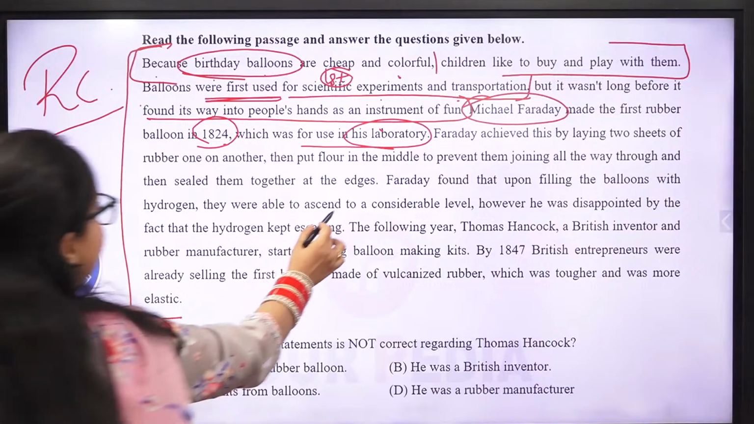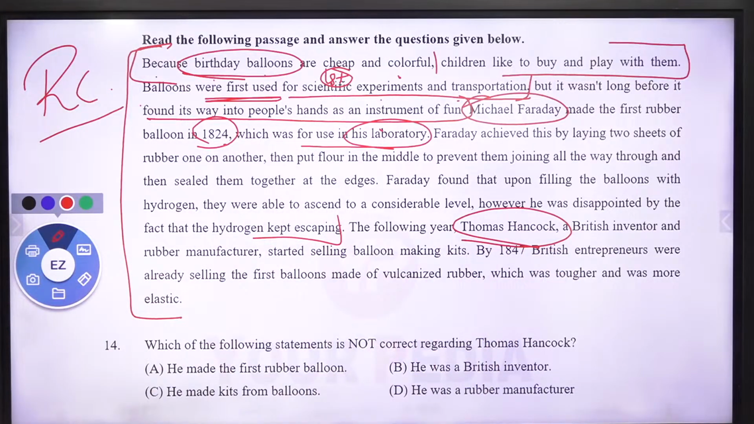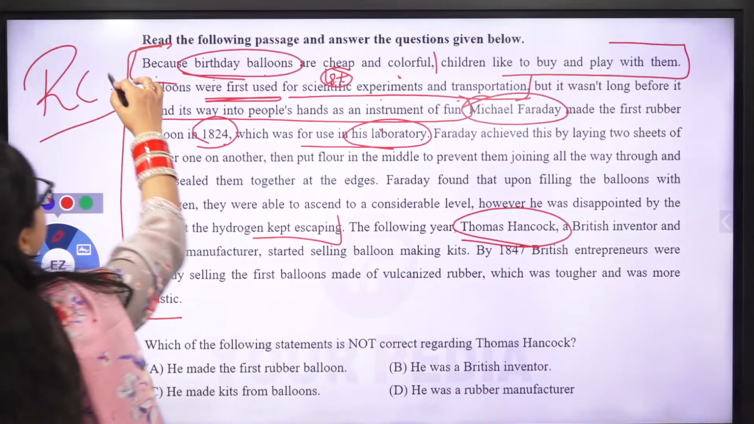Now, the following year, there's another person, Thomas Hancock, a British inventor and rubber manufacturer, who started selling balloon making kits. By 1847, British entrepreneurs were already selling the first balloons made of vulcanized rubber, which was tougher and more elastic. I hope this is clear to you that here we are talking about birthday balloons.